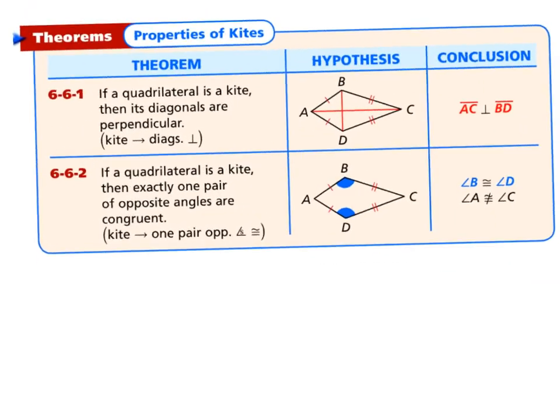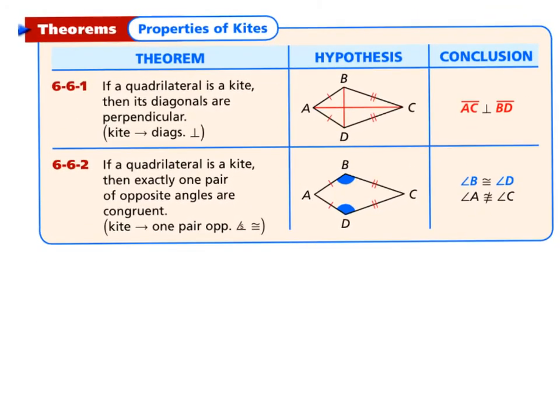So we have two theorems here about the properties of kites. Here they are. If a quadrilateral is a kite, then its diagonals are perpendicular. So you could just say as your reasoning, a kite has perpendicular diagonals. Or you could say the diagonals of a kite are perpendicular.